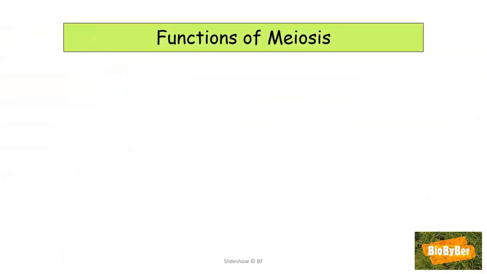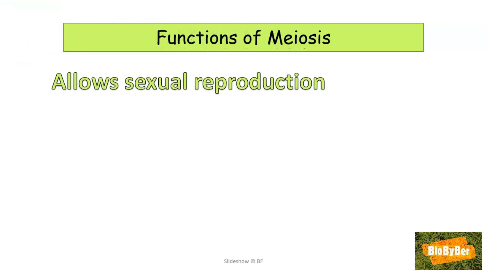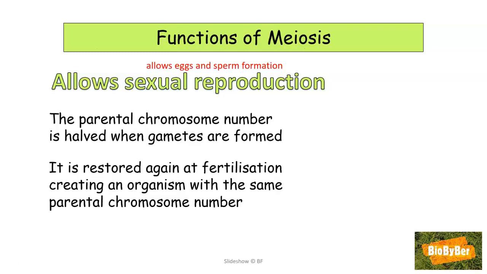Now let's look at the functions of meiosis, which is the second learning objective of this lesson. First off, meiosis allows sexual reproduction. It allows for the formation of eggs and sperms. Remember that the parental chromosome number is halved when gametes are formed. In other words, the eggs and the sperms, or gametes, contain half the number of chromosomes as the parent cell.